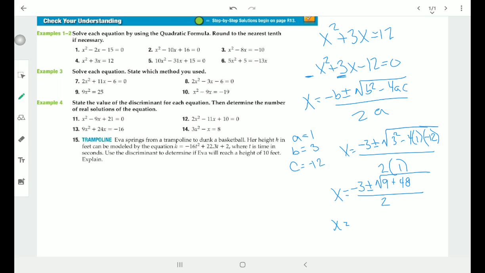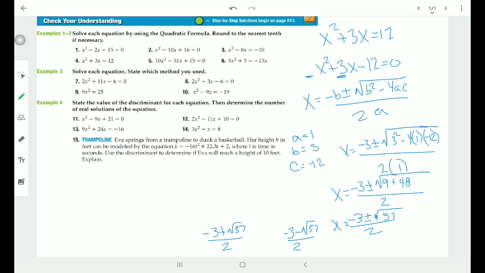48 plus 9 is 57, so we have the square root of 57, so negative 3 plus or minus the square root of 57 divided by 2. And now we can split that apart to find our two different answers. So negative 3 plus the square root of 57 divided by 2, and negative 3 minus the square root of 57 divided by 2. And now we can plug that into our calculators to get our answer.